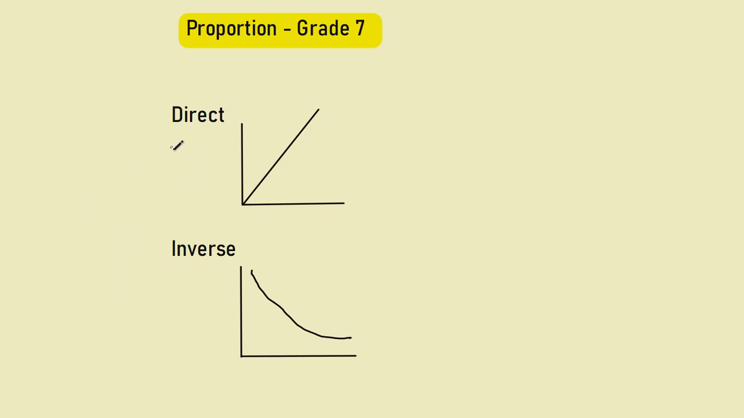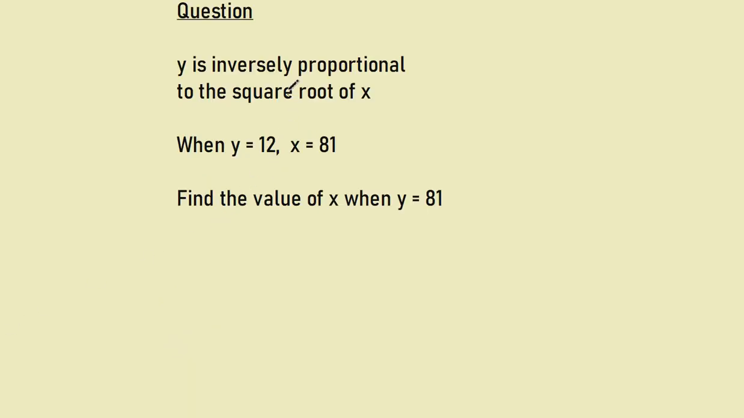Now, for direct proportion, we say that y is directly proportional to x, and therefore y is equal to a constant times x. And for inverse proportion, we say y is proportional to 1 over x, which is therefore y equals k over x, a constant over x. So here's a question: y is inversely proportional to the square root of x. When y is 12, x is 81, and we're going to use that to formulate our constant to find the value of x when y is 81.